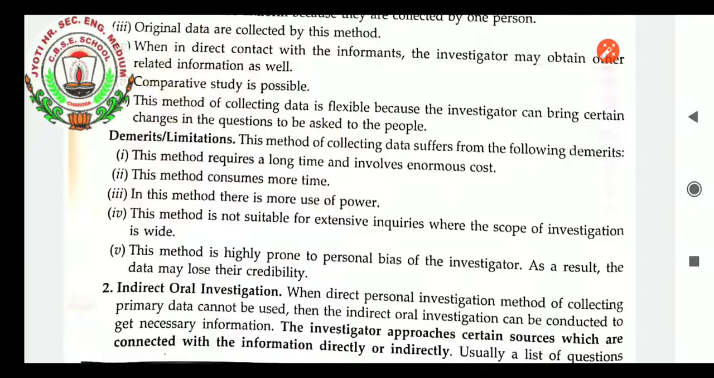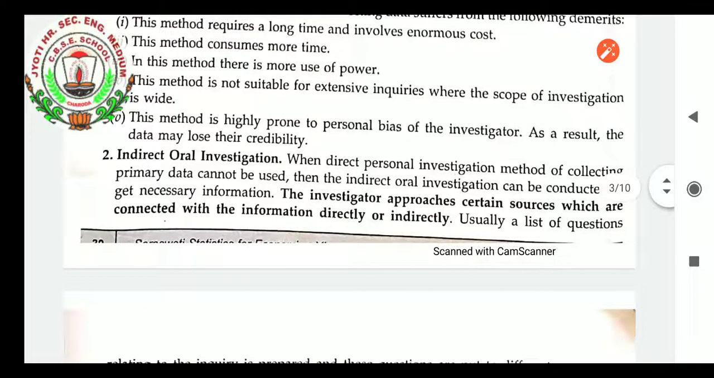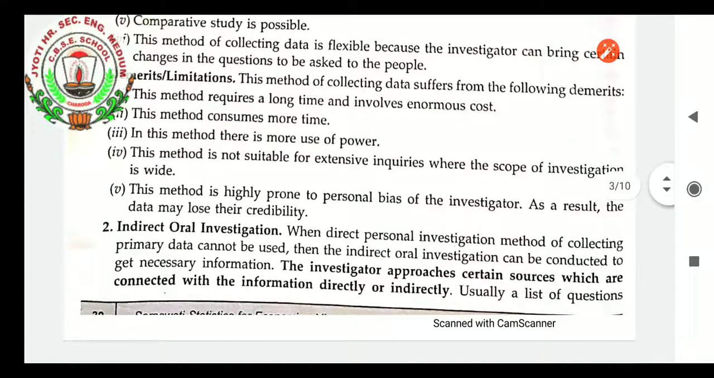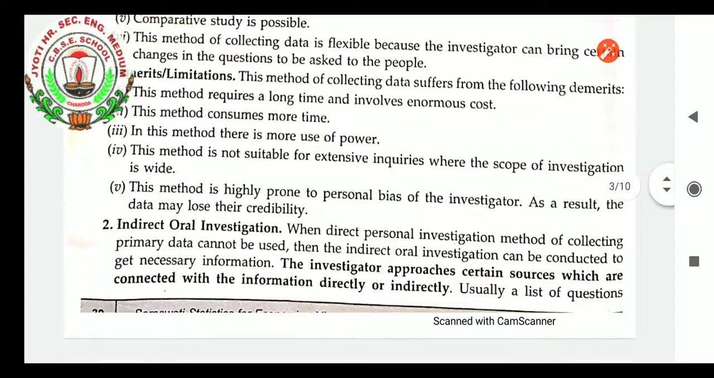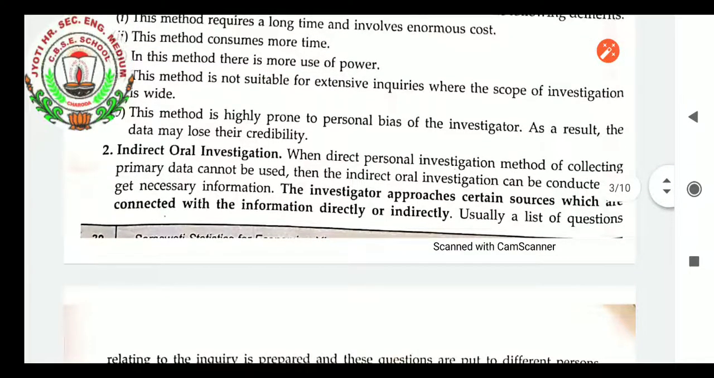From that point of view, we can see there are the demerits of direct person investigation. Now comes indirect oral investigation. As the name suggests, oral investigation is when we are asking the informants verbally, making some pros and cons related to it. It is known as indirect oral investigation.